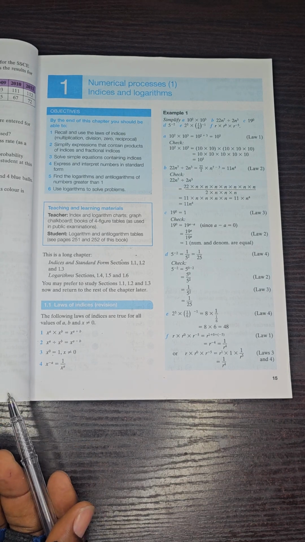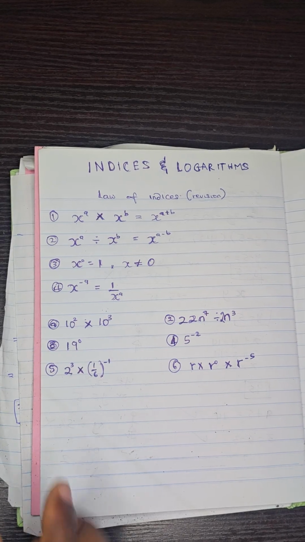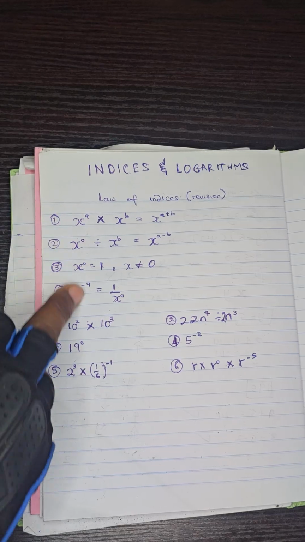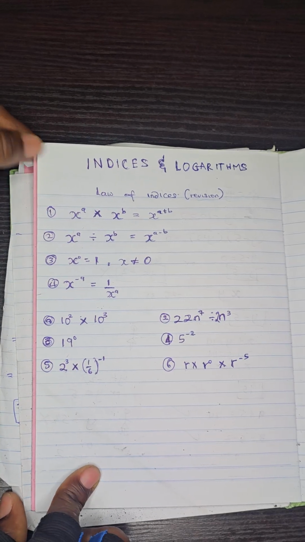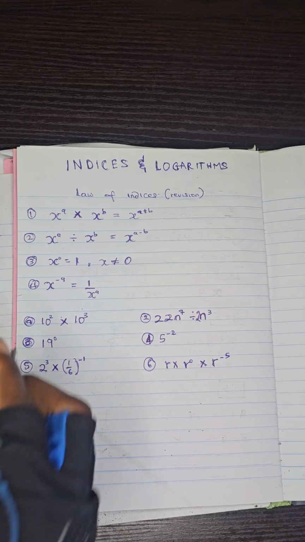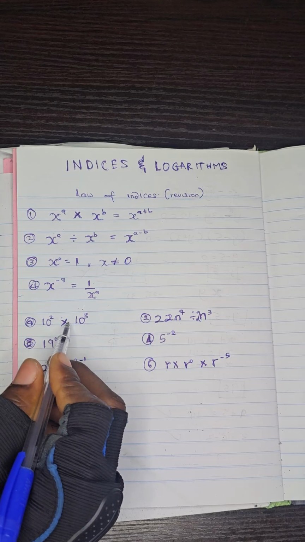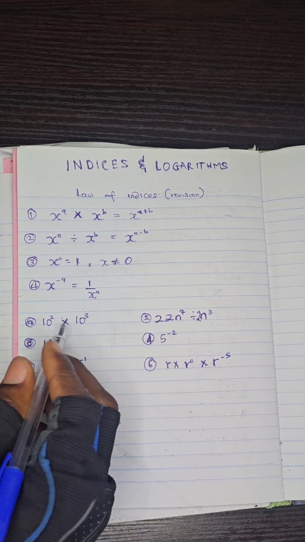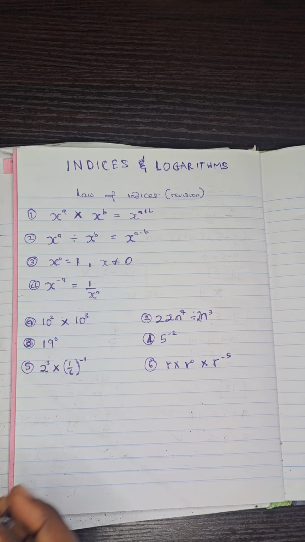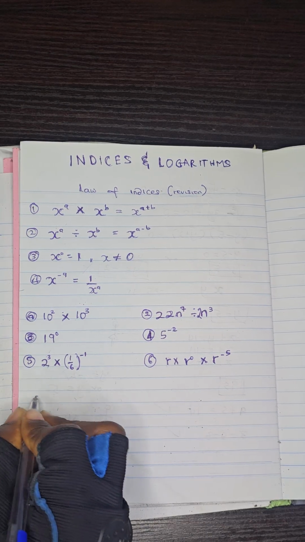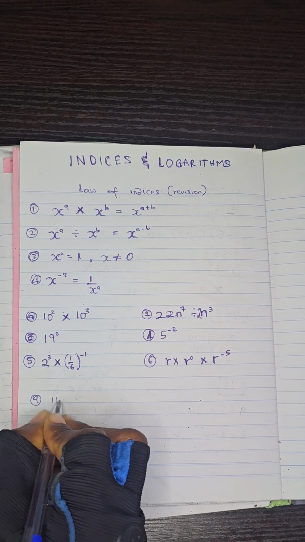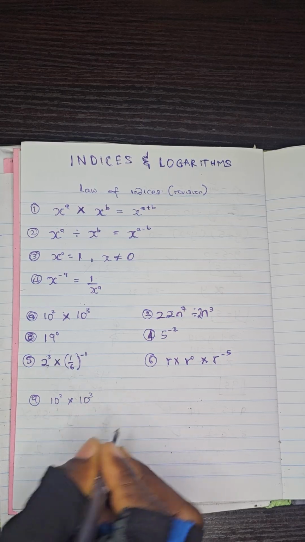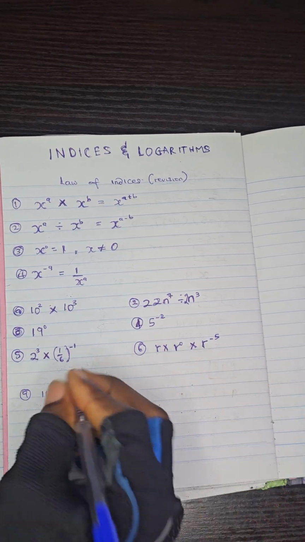So let's start solving. With these examples, we are going to use them to explain these laws. Let's start with the first one. The first one says 10 squared times 10 cubed, or 10 raised to power 2 times 10 raised to power 3. What is the equivalent of this?